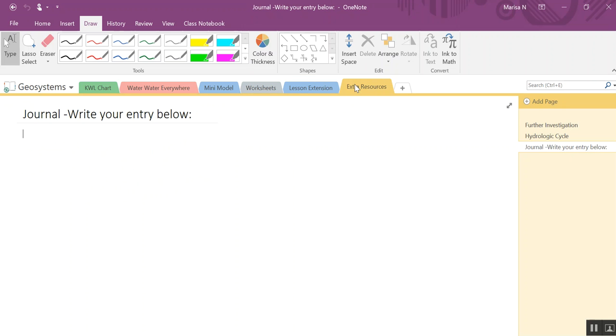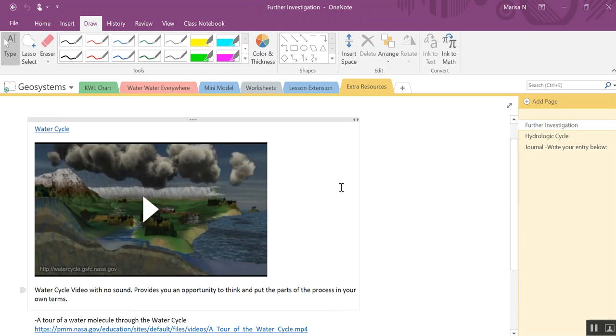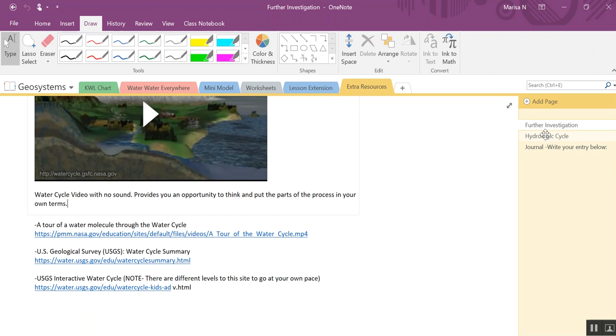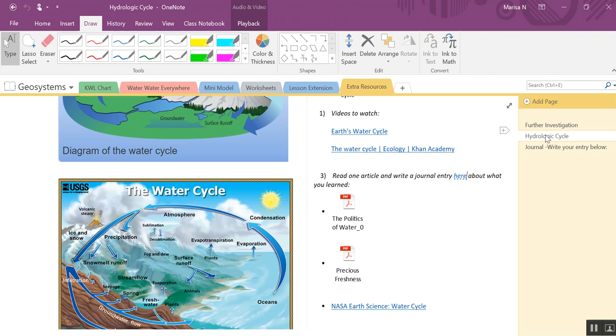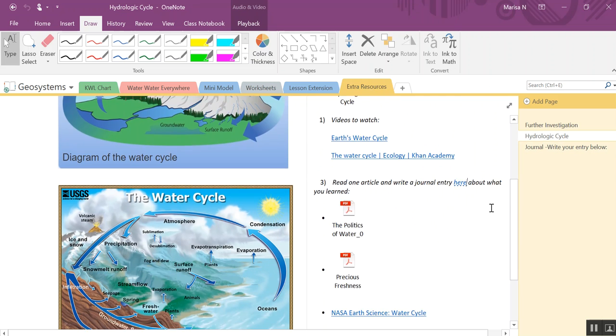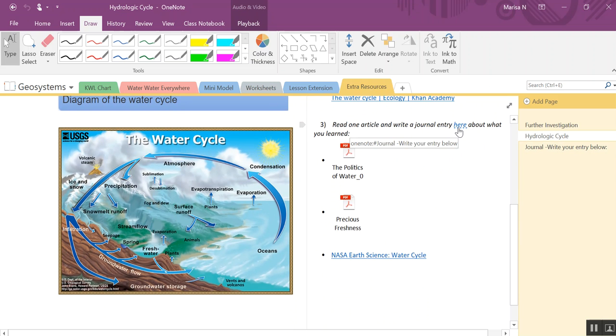Under extra resources, I've included a further investigations tab with links to some great resources found through NASA and the U.S. Geological Survey. The next page provides more visuals on the hydrologic cycle and links to other videos to watch for reference. There are also other articles to read if they'd like, and the option to provide a journal entry on what they learned about the chosen article that they read. And there's a quick link for the next page as well here.